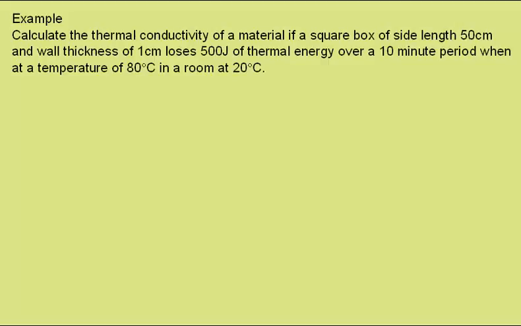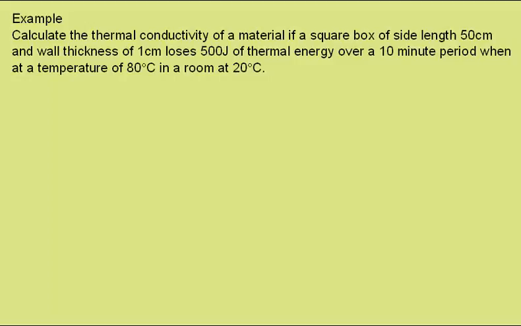Let's just use that equation in an example. We're asked to calculate the thermal conductivity of a material if a square box of side length 50 centimeters and wall thickness of 1 centimeter loses 500 joules of thermal energy over a 10-minute period when at a temperature of 80 degrees C in a room at 20 degrees C.